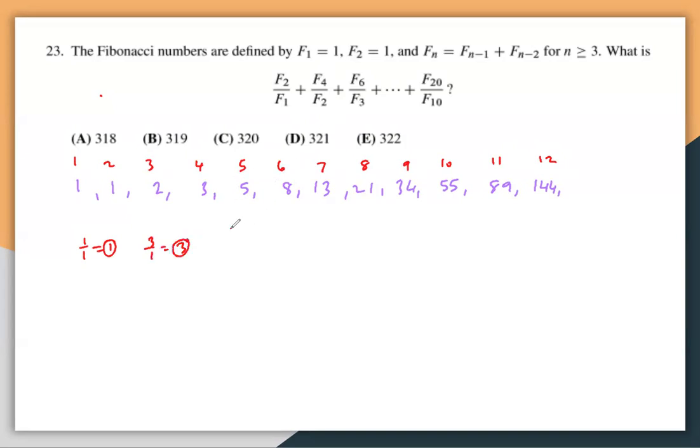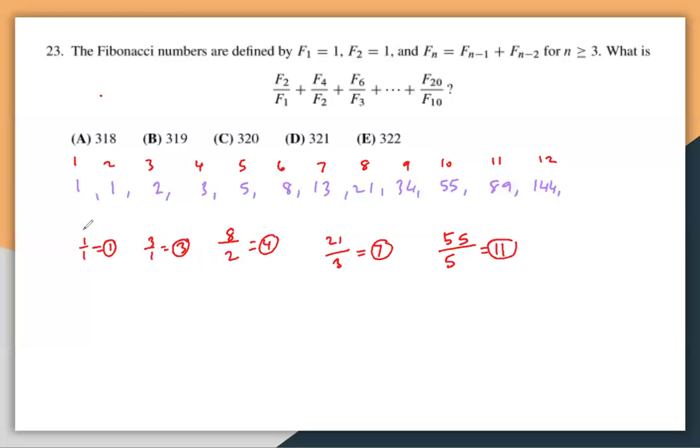Next, the sixth number is 8, and the third number is 2, which gives 4. Then we have the 10th number, 55, and the fifth number, 5. Actually, I should do the eighth numbers first. The eighth number is 21 and the fourth number is 3, which gives 7. Then the 10th number is 55 and the fifth is 5, so you get 11.